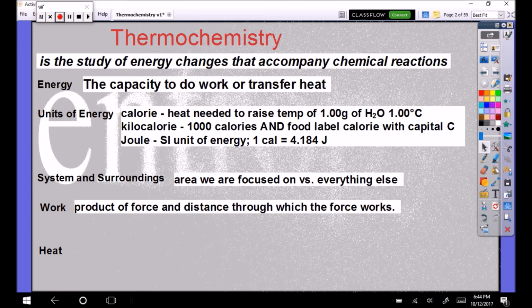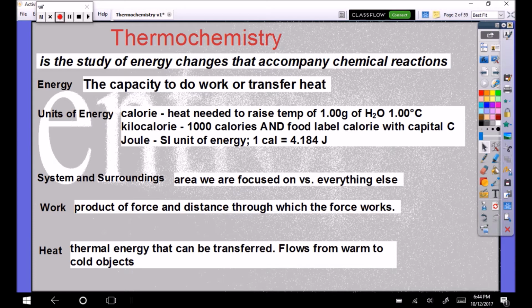Work. So work is the product of force times distance. We talked about that a bit in the last unit. It's the product of force and the distance through which the force works. So we're going to look at work done on a system and work done by a system.